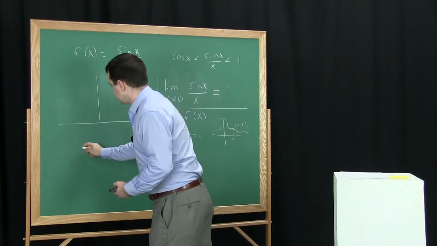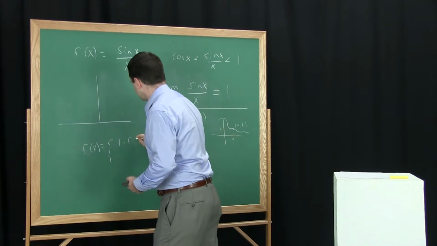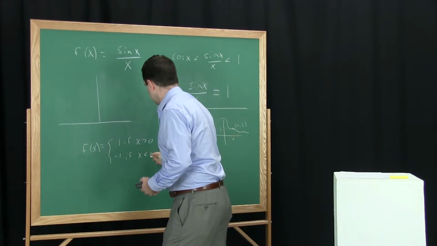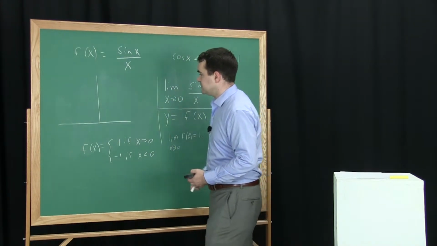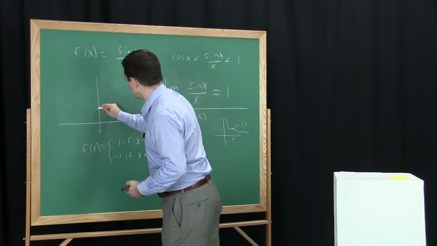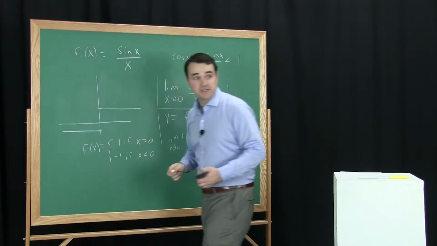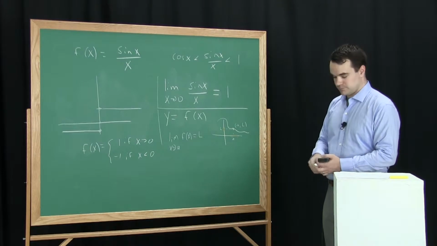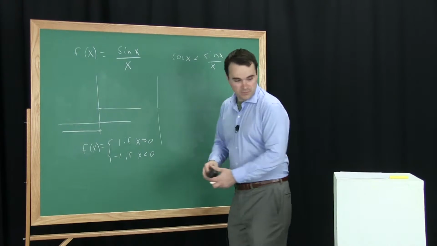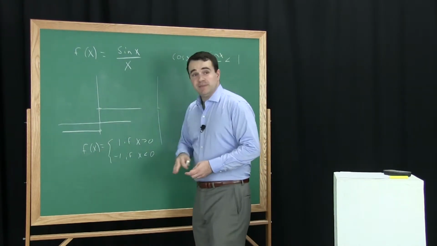Look at this function. Look at the function f of x equals 1 if x is bigger than 0, negative 1 if x is less than 0. So this function kind of looks like that. And I want to figure out something about the limits of this function.